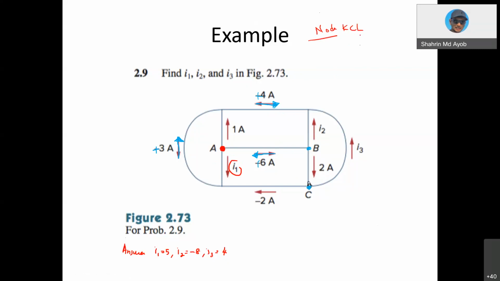So let's see. Node A, KCL. You see, for node A, all the current entering is 6 ampere, and all the current that goes out is negative, so 1 ampere, sorry.